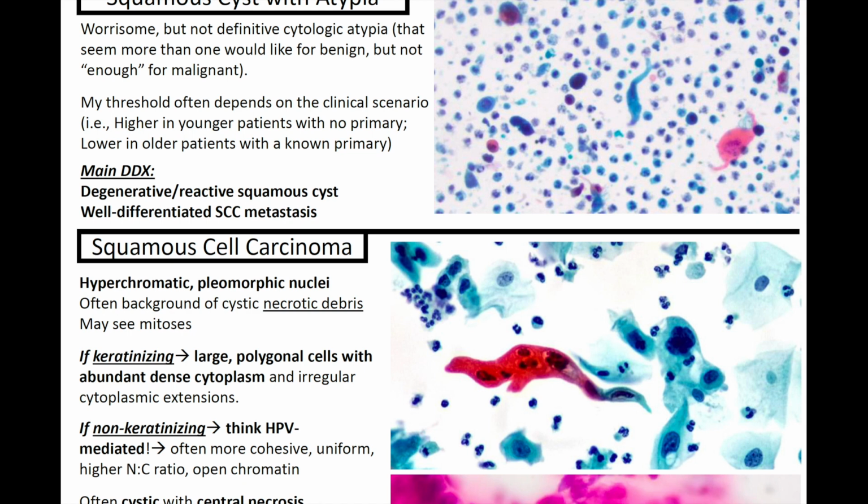So my threshold often depends on the clinical scenario. This is what Dr. Schaberg is saying. Higher in younger patients with no primary and lower in older patients with known primary. So that makes sense, right? If someone is older, they have a known primary malignancy, you're going to have a lower threshold to call something like this. However, if someone's younger, you're going to have a much higher threshold, because if they don't have any primary, it's going to require a lot more to call this with atypia. And your main differential diagnosis for squamous cyst with atypia is degenerative or reactive squamous cyst and well-differentiated squamous cell carcinoma metastasis.